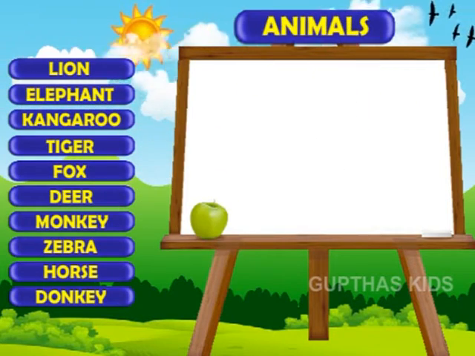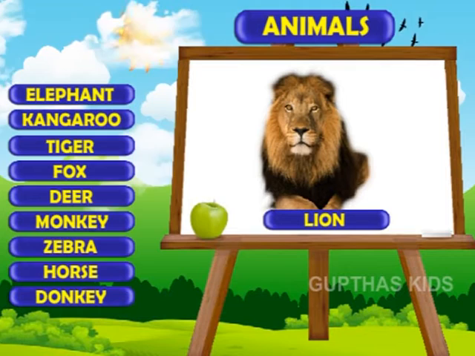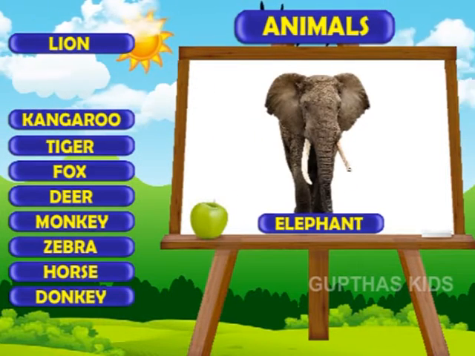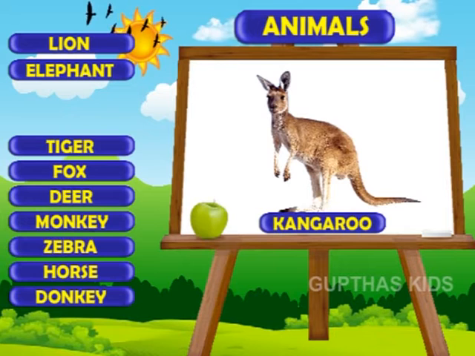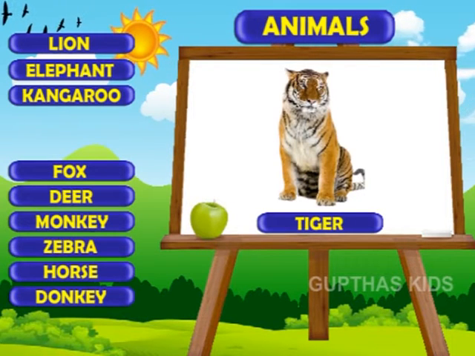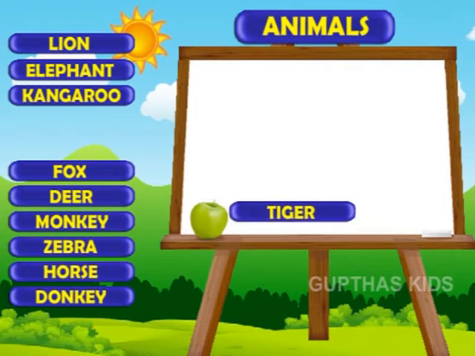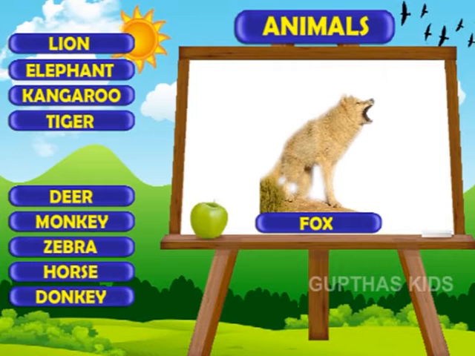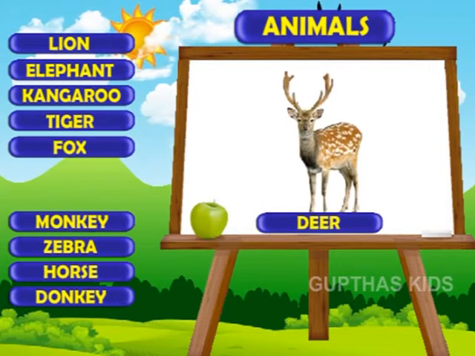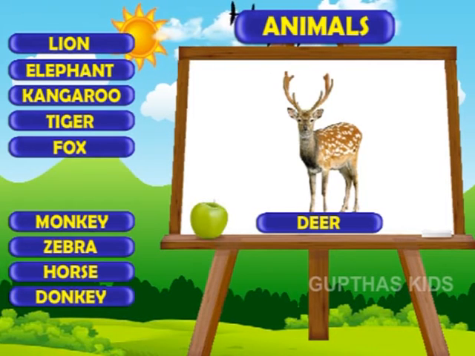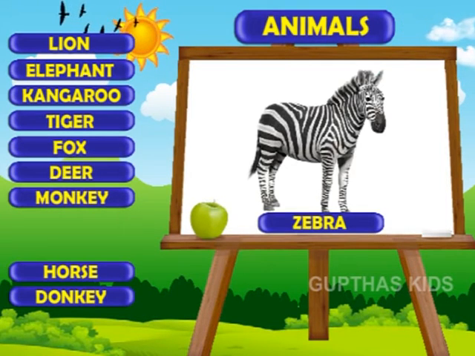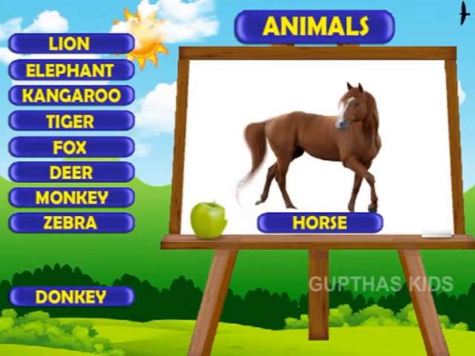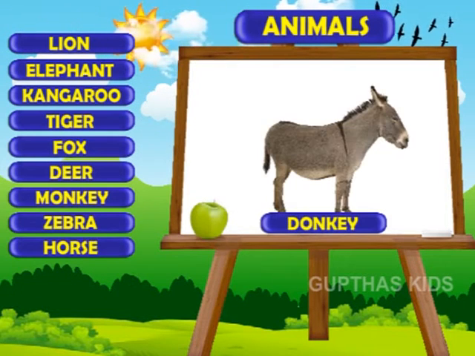Animals. Lion. Elephant. Kangaroo. Tiger. Fox. Deer. Monkey. Zebra. Horse. Donkey.